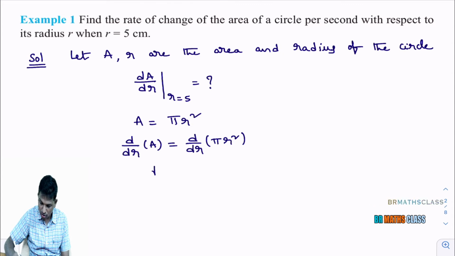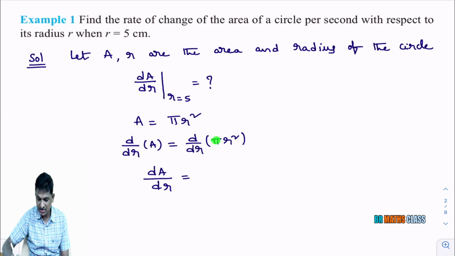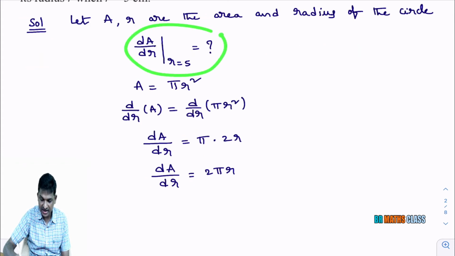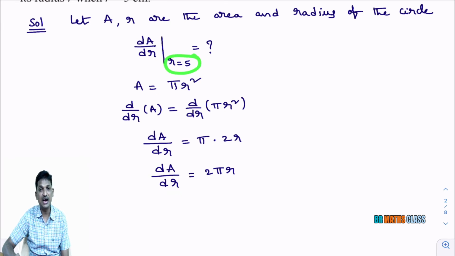d by dr of A is dA by dr, equal to, differentiating with respect to r, pi is constant so you take pi outside, then you get d by dr of r square. Derivative of r square with respect to r is 2r. In the question, they are asking dA by dr when r equals 5. Actually I got dA by dr, and now I need to find it at r equals 5.